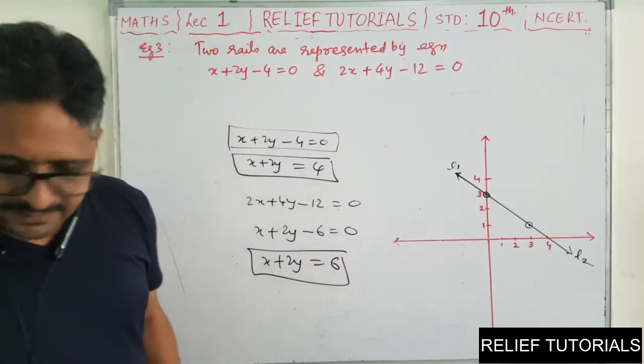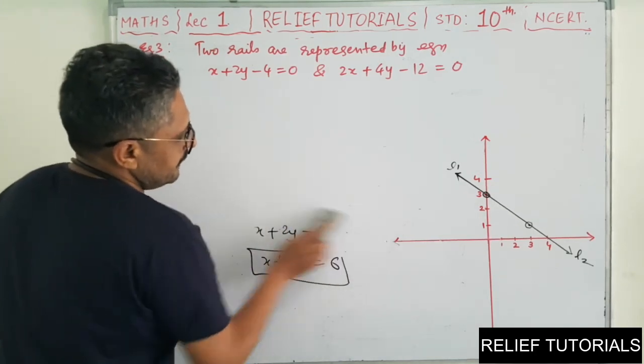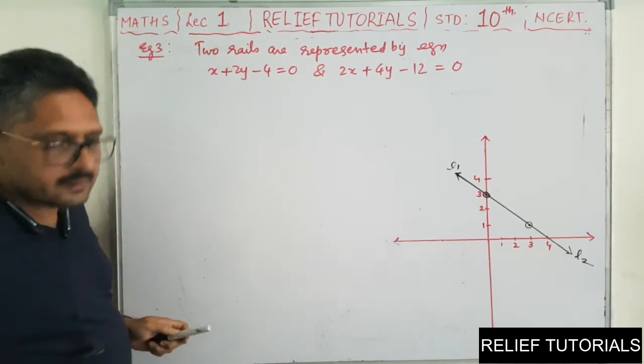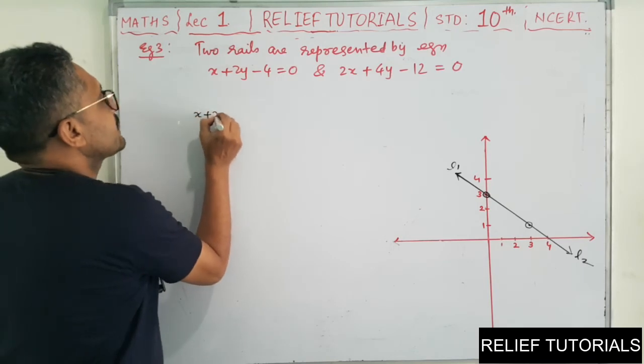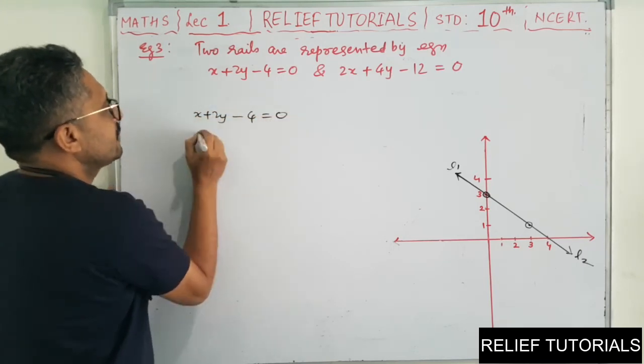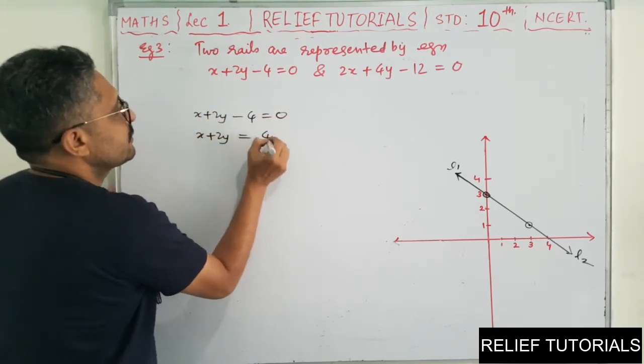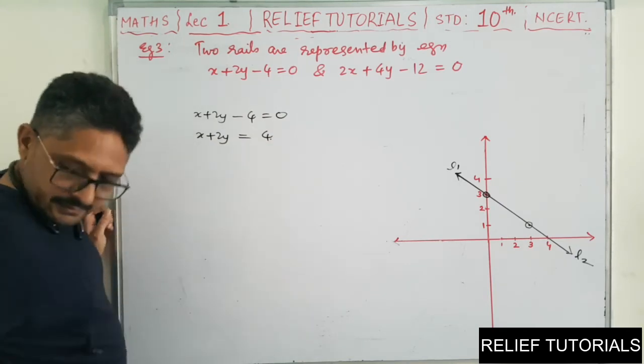See, we plot graphically. Now first equation, x plus 2y minus 4 equal to 0. So x plus 2y is equal to 4. Okay.